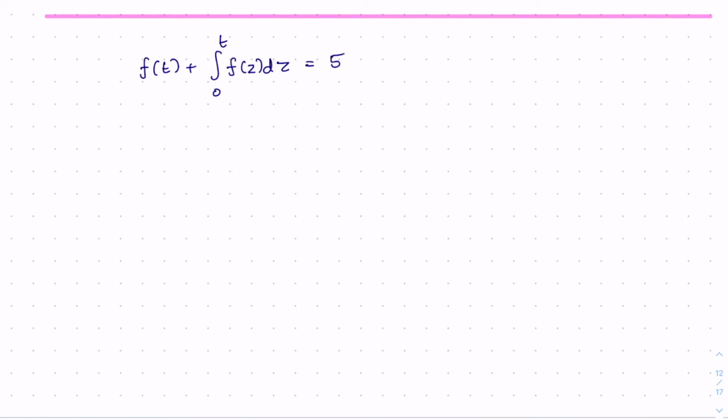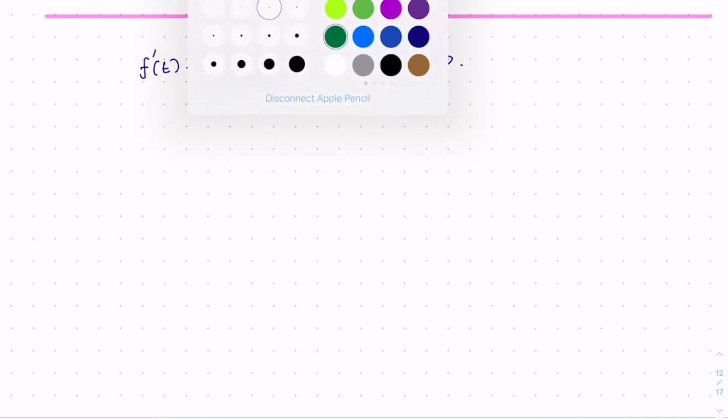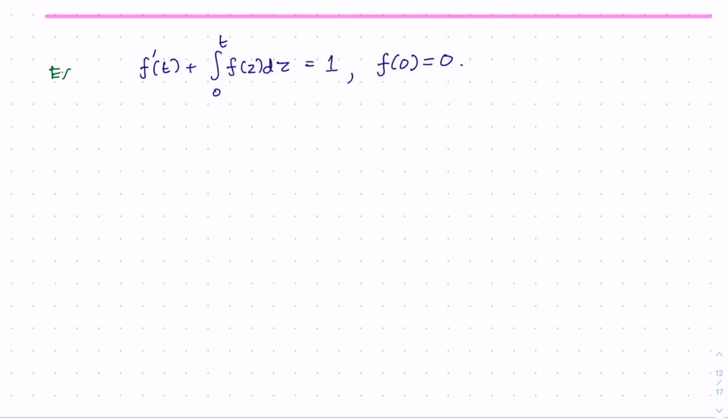Let me just take this 2 off. For the sake of simplicity, let me change this to 1. I'm going to make it the derivative. Since it's a differential equation, I have an initial condition. I'm going to make my life easy and say f of 0 is equal to 0. Now what you have here is an integro-differential equation. So here's your example 2.